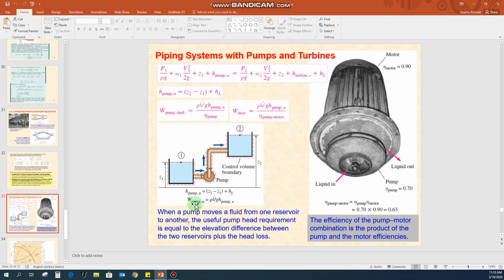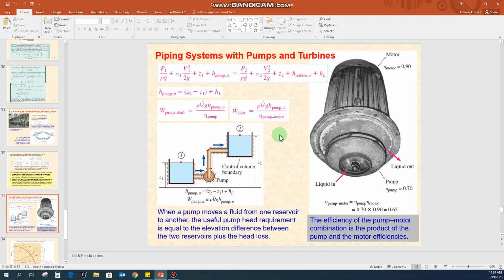We can also see this here after simplification of the general energy equation. From chapter number 5, we have seen that the pumping power requirement, which is the useful pumping power, will be equal to the mass flow rate multiplied by gravitational force and the useful pumping head. If we are dealing with a pump and motor system, we have to multiply the efficiency of the pump with the motor, so we can get the overall efficiency.